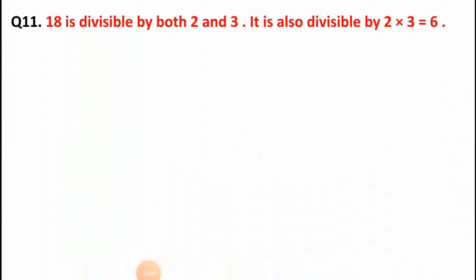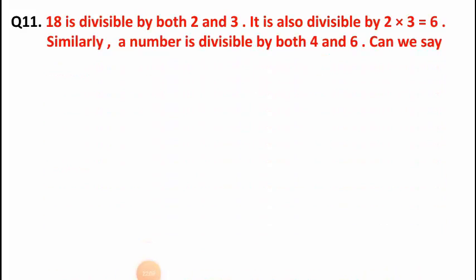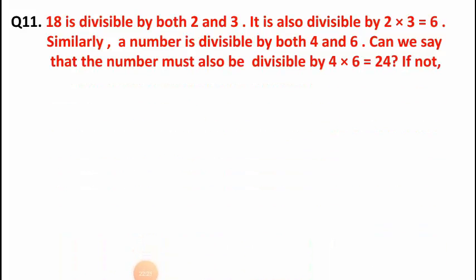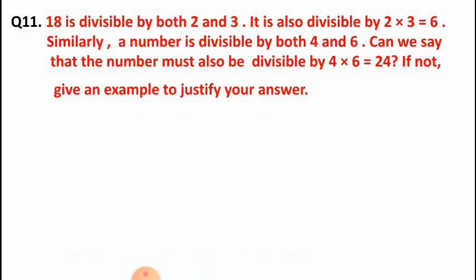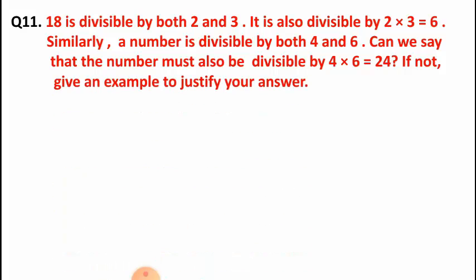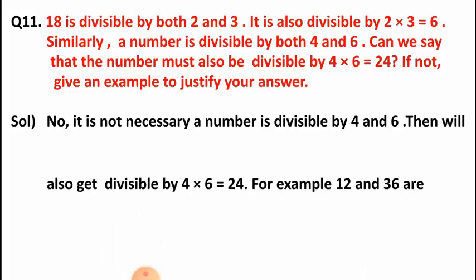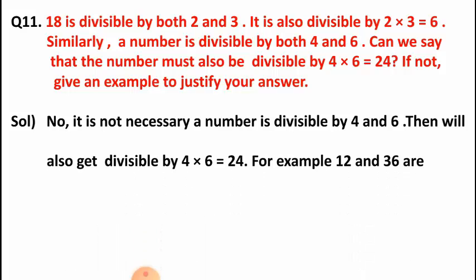Now come to question number 11. This question says that if 18 is divisible by 2 and 3, that means it is divisible by its product also. In the same manner, if a number is divisible by both 4 and 6, can we say that the number must also be divisible by its product? If not, then we have to justify our answer. So children, it is not necessary that if a number is divisible by 4 and 6, then it will be divisible by its product also.